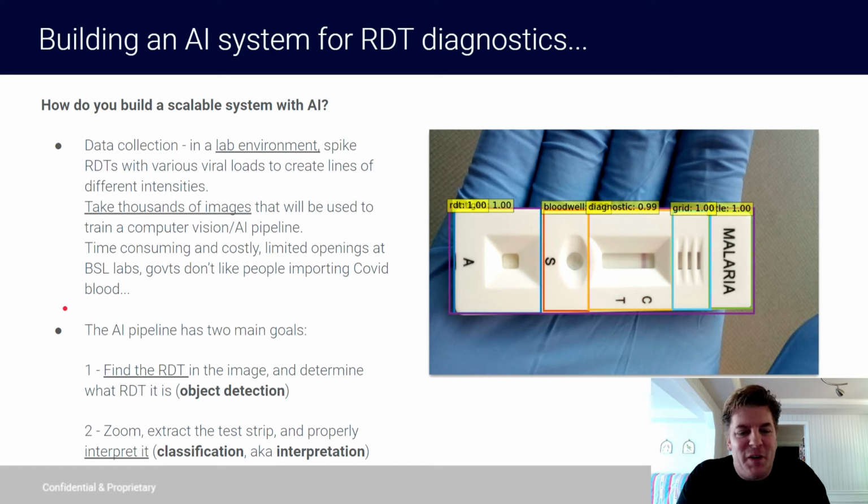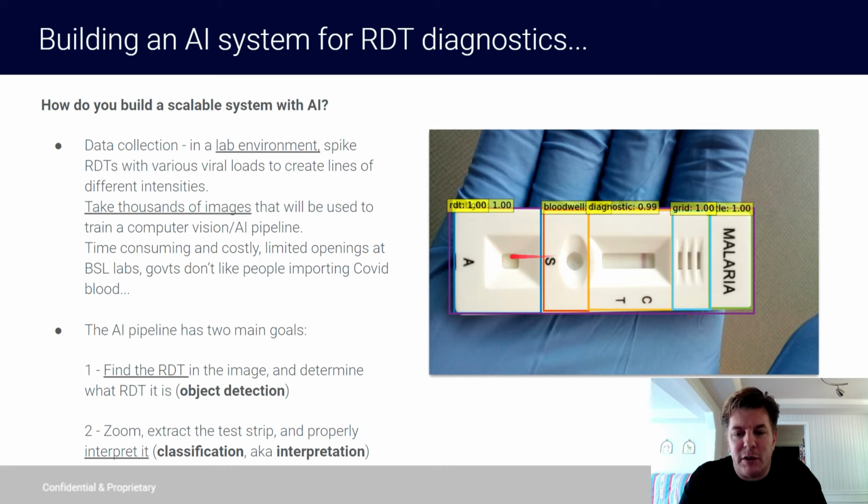So within the architecture itself, we have the AI pipeline and how that breaks out. There are really two main sections or components to it because it has two main goals. First thing is to find the RDT that's in the image and determine what type it is. So that's the object detection portion. And this is exactly what's happening here. This is a malaria RDT. Object detection has already been run on this.